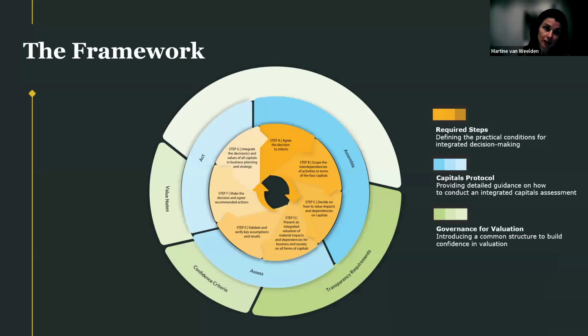And very importantly, something that is new to the framework is the governance for valuation. It introduces a common structure to build confidence in valuation. And it consists of value notes, confidence criteria, and transparency requirements.